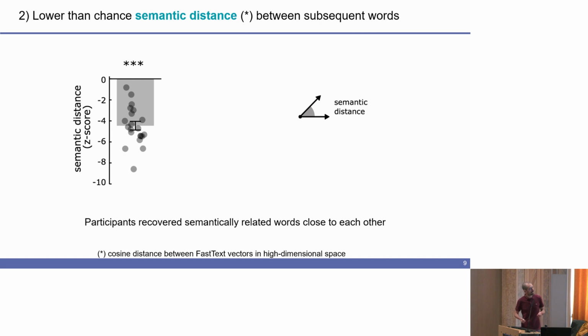The next evidence is that participants tended to retrieve subsequent words that were semantically closer to each other. So they may say dog, cat, rather than dog, dolphin.